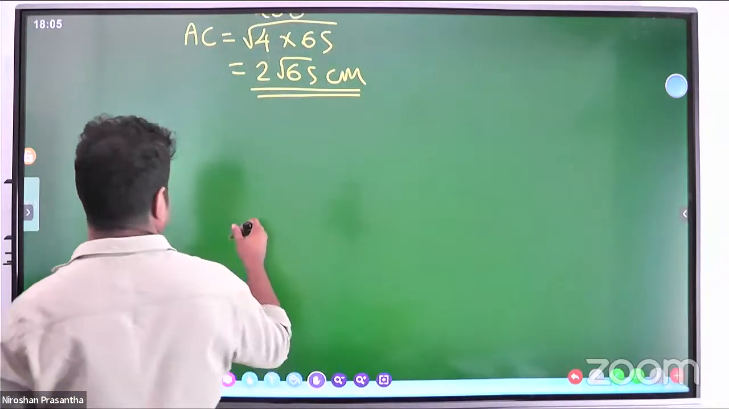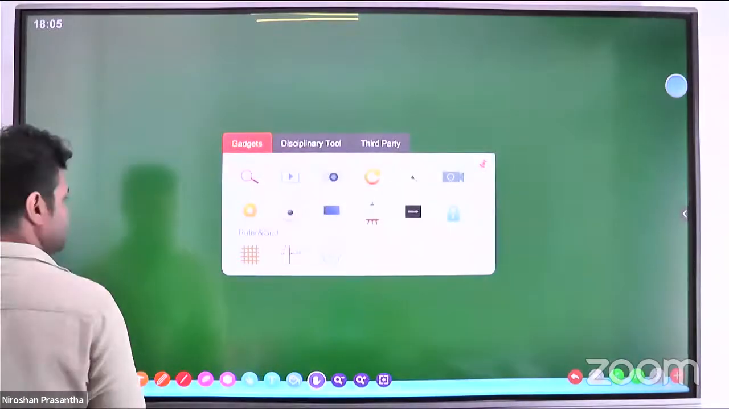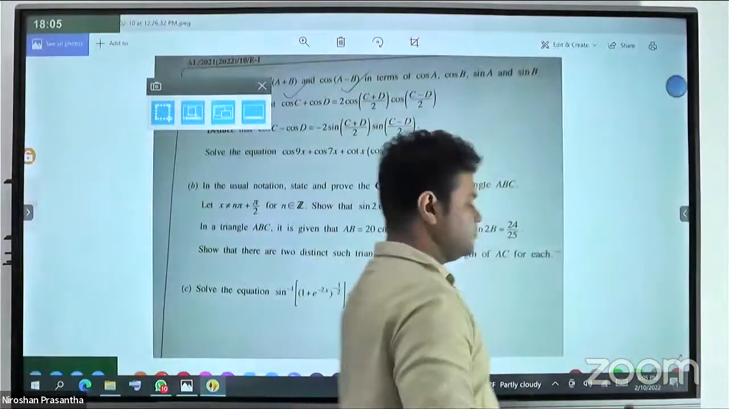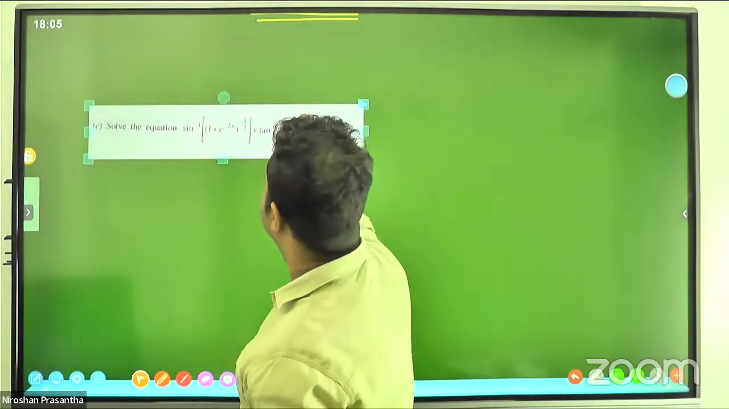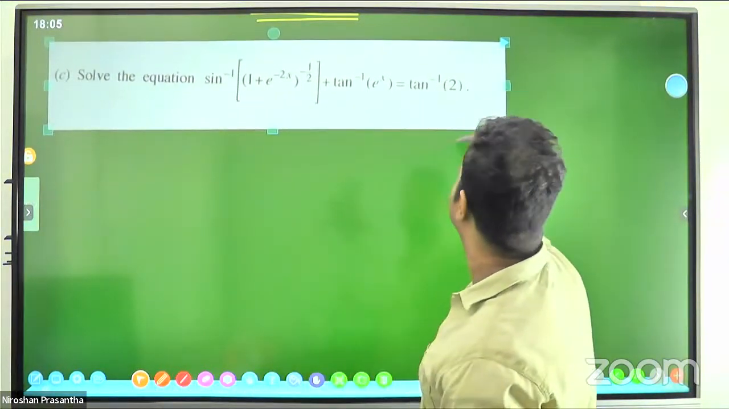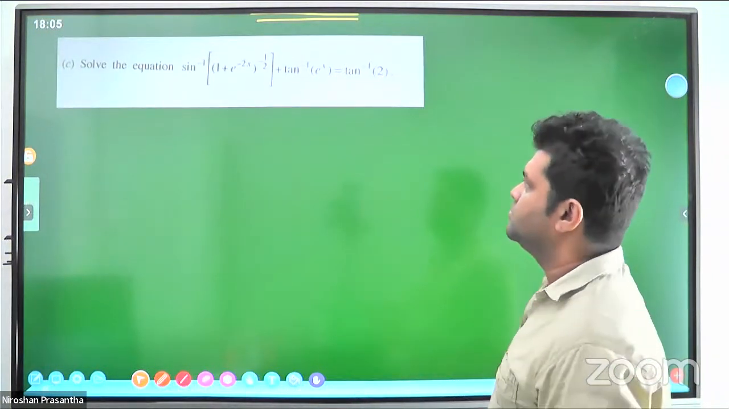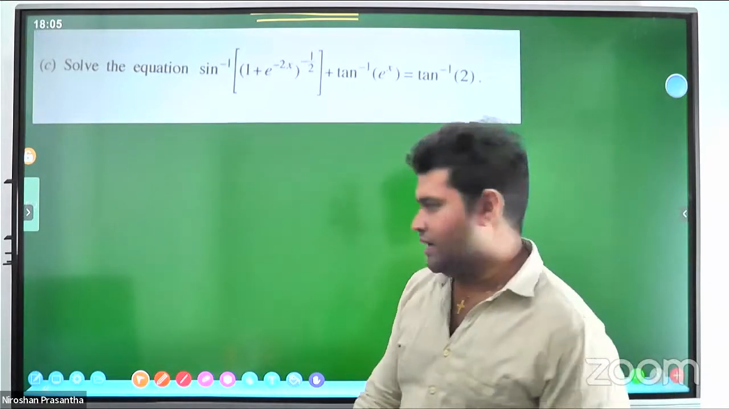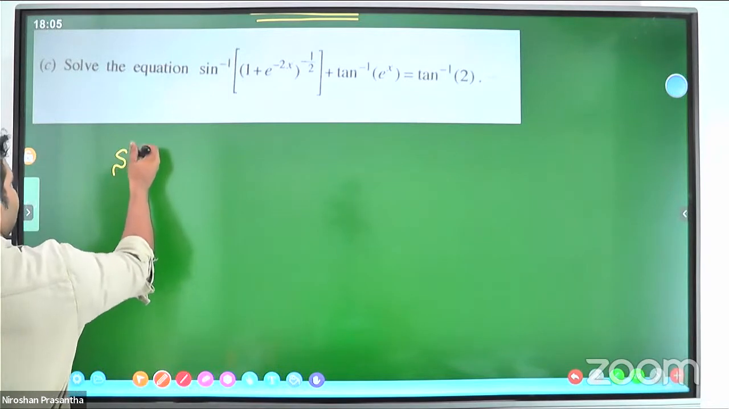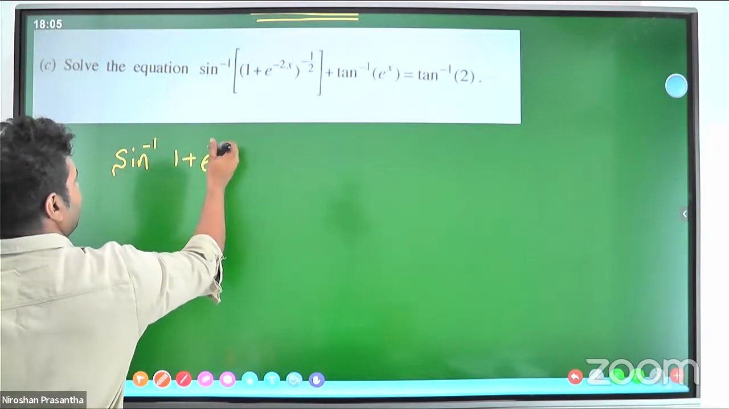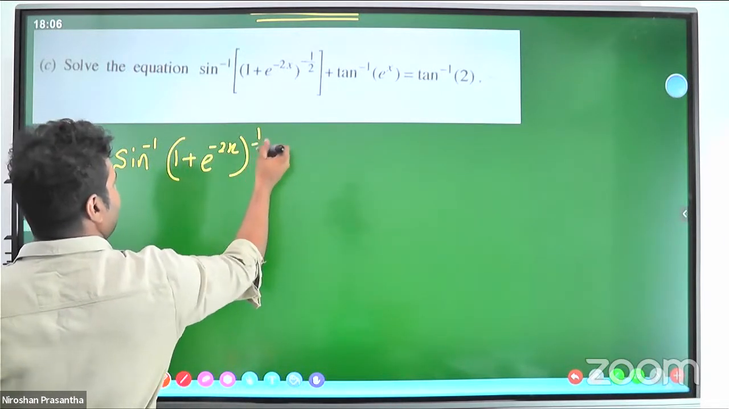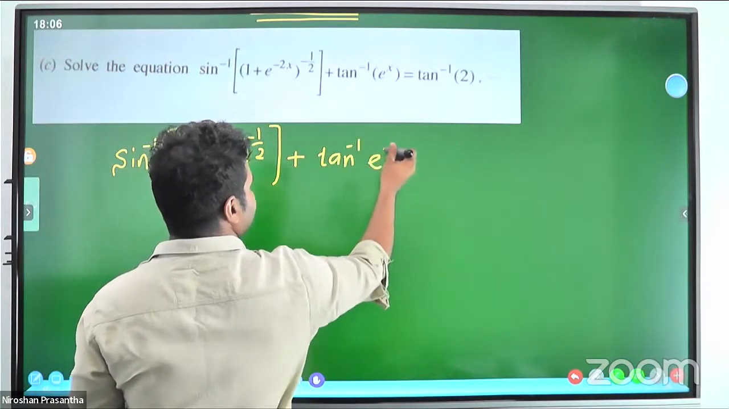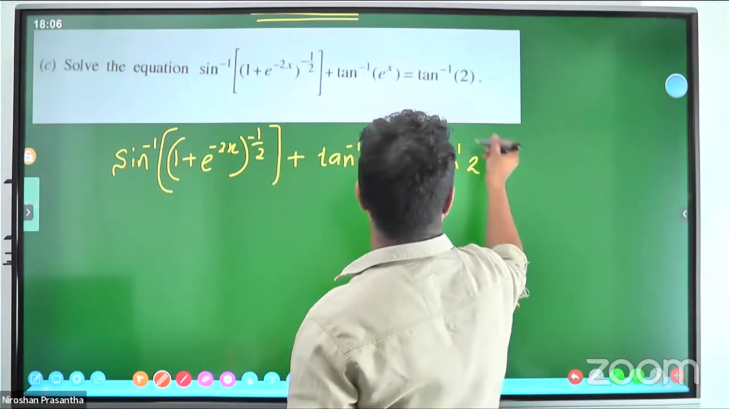That's my final question. Right, PD. The question is sine inverse of bracket 1 plus e to the power minus 2x, bracket to the power minus half, plus tan inverse e^x equals tan inverse 2, right?